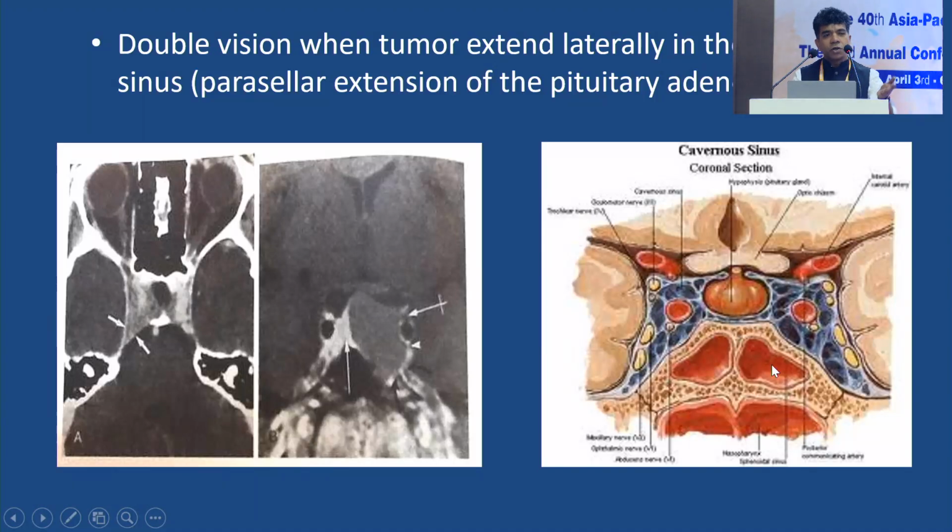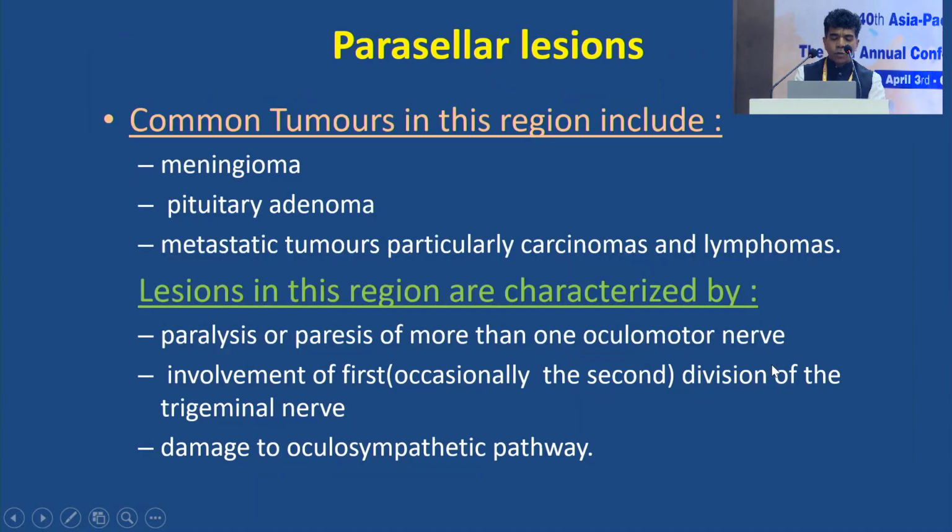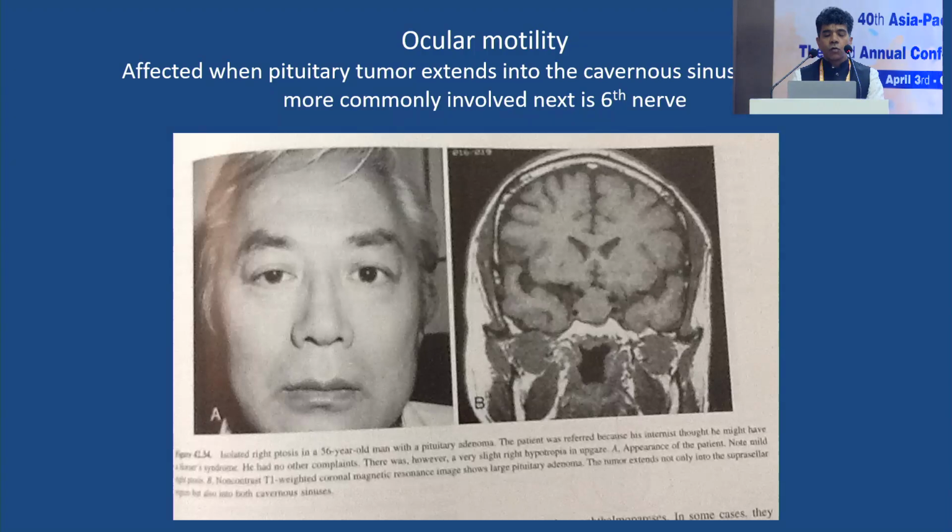So the sixth nerve was initially affected. A paracellular lesion, I'm not going into detail, all these sellar and paracellular lesions which can go beyond the boundary of the sella, go upward, suprasellar, go with lateral extension of the tumor. So ocular motility is affected when a pituitary tumor or any sellar or suprasellar tumor extends into the cavernous sinus. The third nerve is the most commonly affected, then comes your sixth nerve. The difference with our patient was that the sixth nerve was affected first.